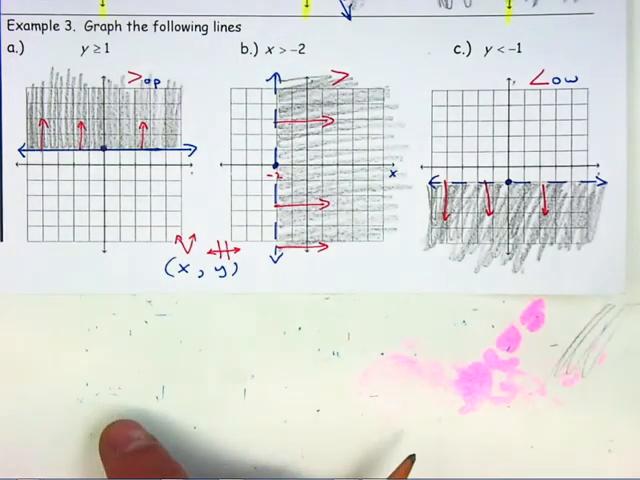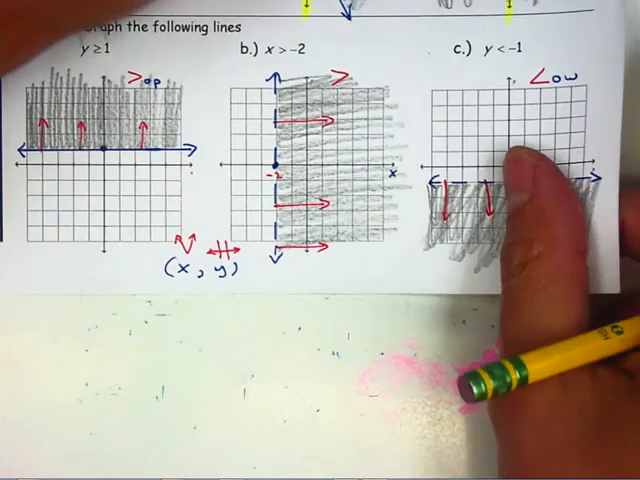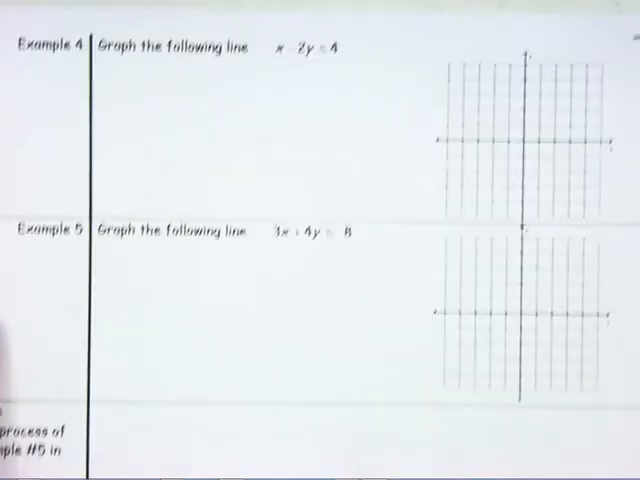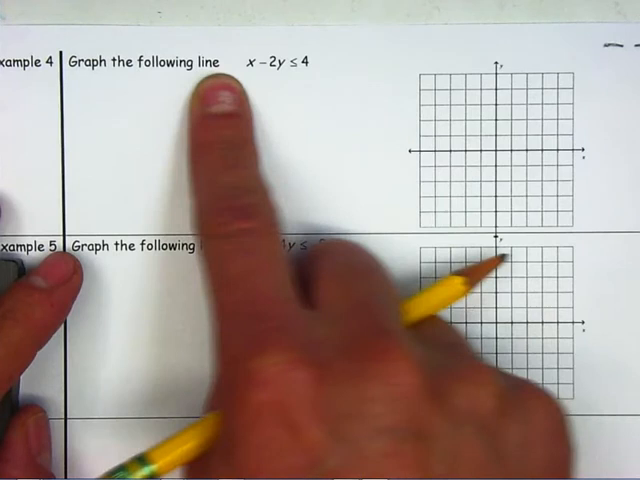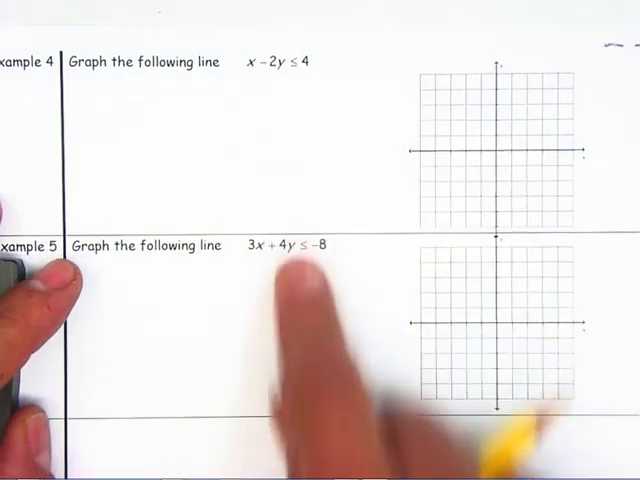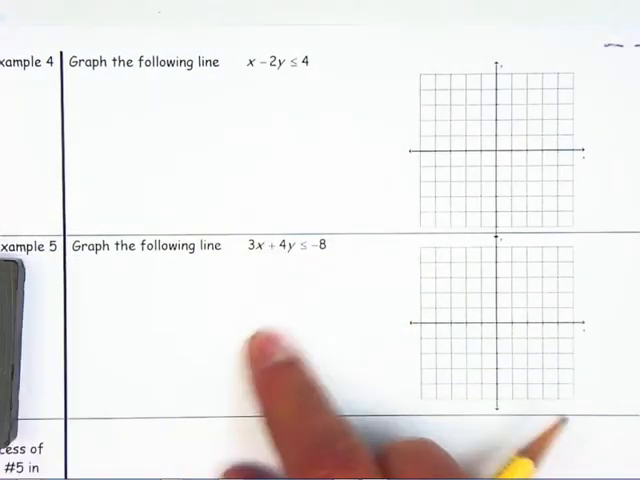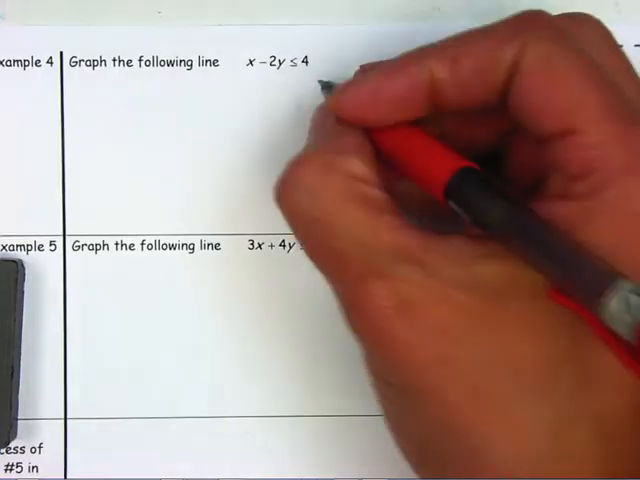Now, let's continue to the back side. On the back side, we have two problems that we need to graph. But if you notice, they're not in slope-intercept form. So I need to be able to change it to slope-intercept form. Very quick process. It's a two-step process.